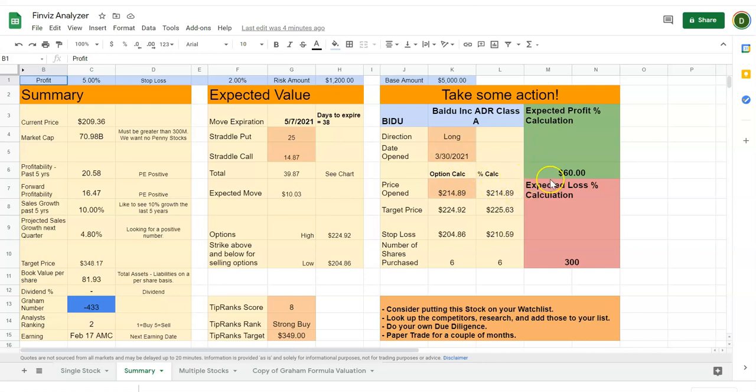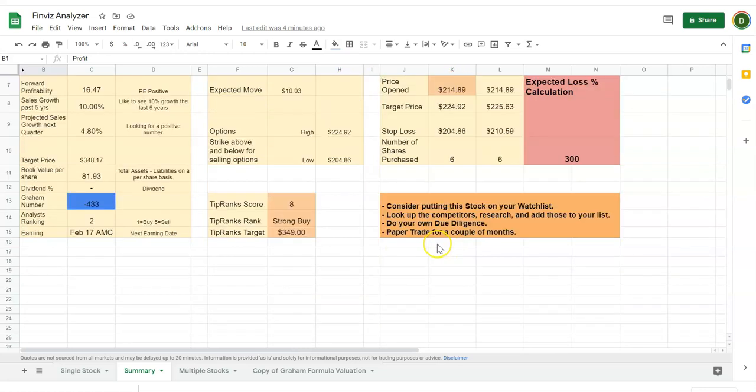And if everything works out right, based on a small investment of about $1,200 with a small account of 5,000 some change, I suspect I'm going to make around $60. So in conclusion, which I did, I bought approximately 6 shares of BIDU for a small account. If you haven't already, consider putting it on your watch list. I would go ahead and look up its competitors, and put them on the watch list.